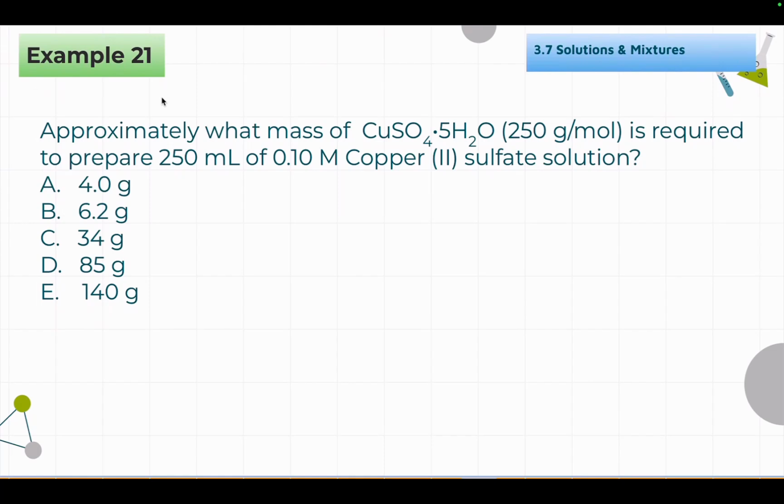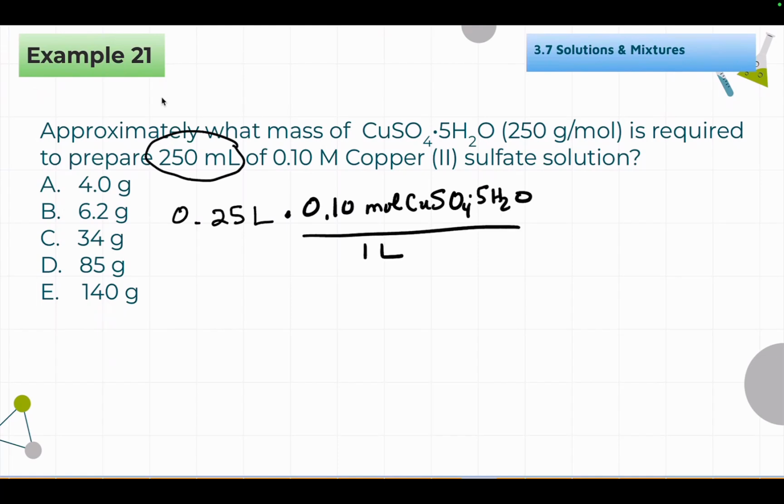Here's another problem. Approximately what mass of copper(II) sulfate pentahydrate is required to prepare 250 mL of 0.1 molar copper(II) sulfate solution? When I do this problem, I am going to start with my volume. This time I'm just going to convert it to liters in my head. I'm going to use that molarity to figure out how many moles of copper(II) sulfate pentahydrate I have. And then I'm going to use the molar mass of that compound, 250 grams per mole.